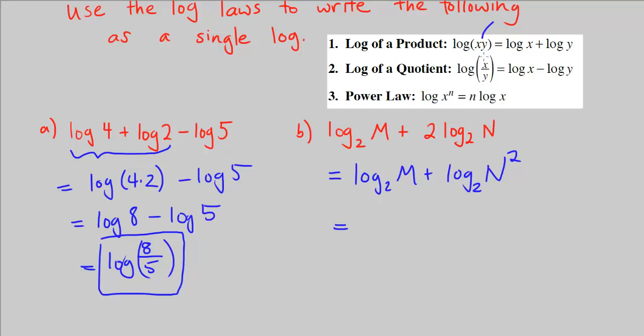Now we can use the log of a product rule, because if we add two logs of the same base, we're going to multiply them inside one log. So we have one log of the same base, these are both base 2, and we're going to multiply m here times n squared. And this is a single log now, and we have completed part B. So that's going to end for us CPM Precalculus Chapter 3, number 108.